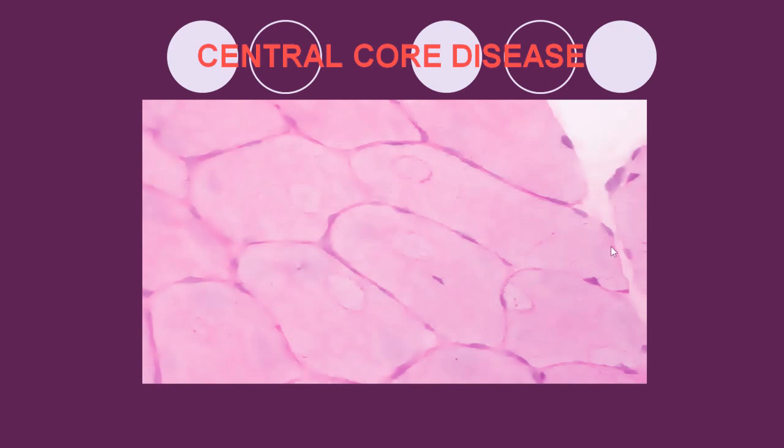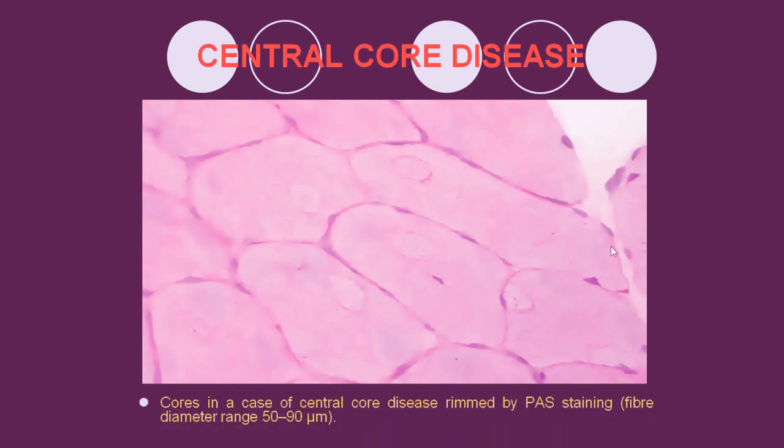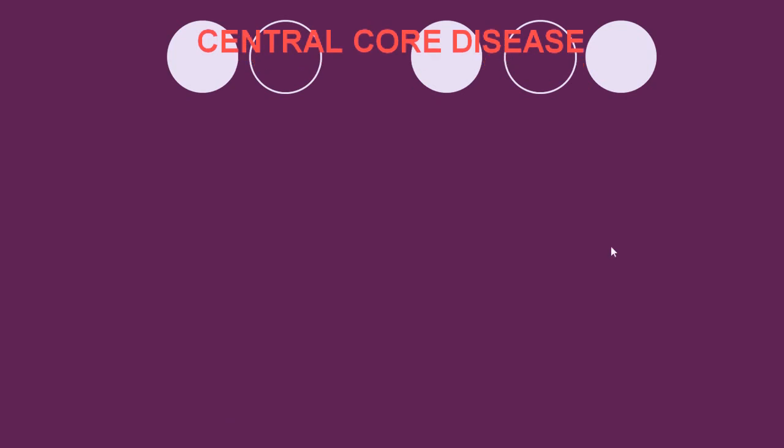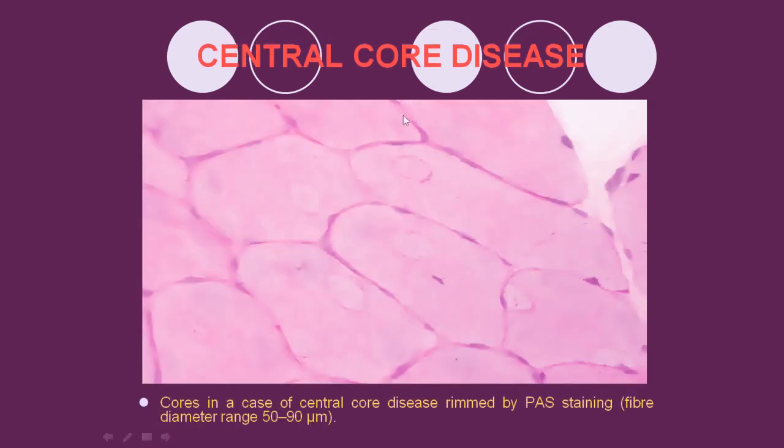This is PAS staining, periodic acid-Schiff. Cores in a case of central core disease rimmed by PAS staining. We see areas that have less glycolytic activity, and also here, this is a relatively normal periphery.